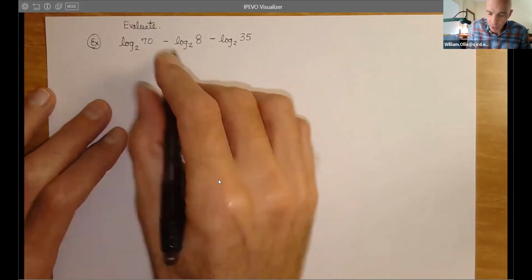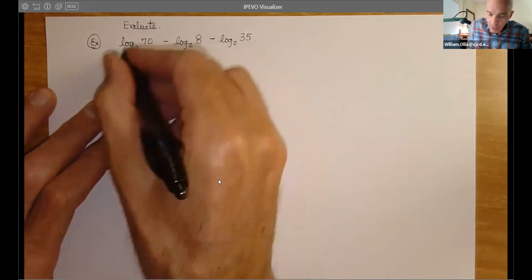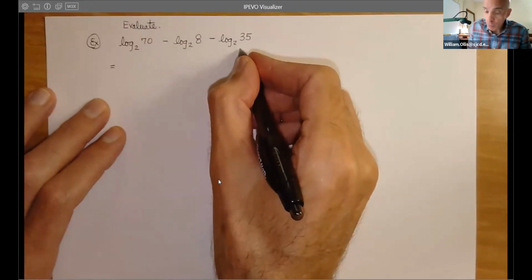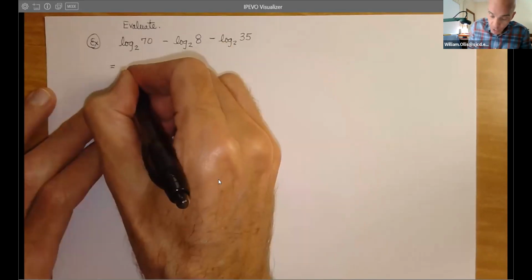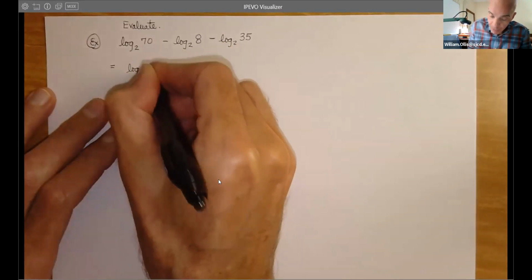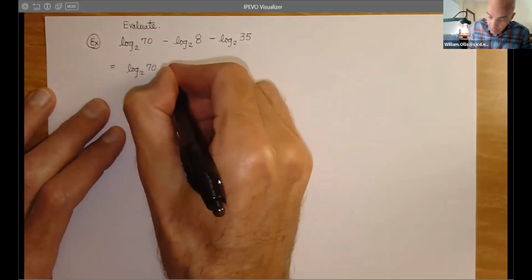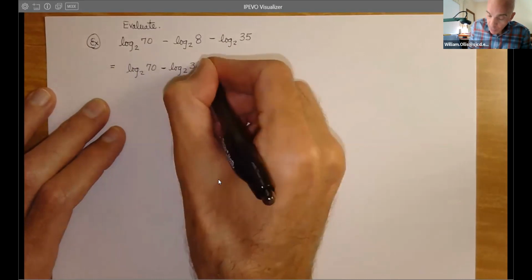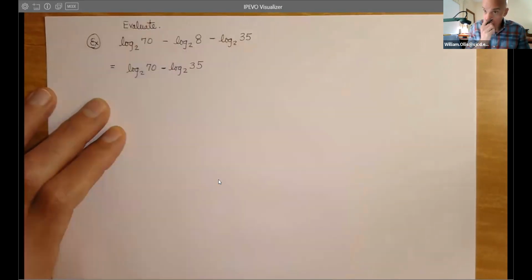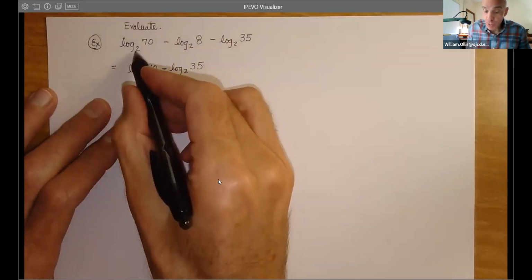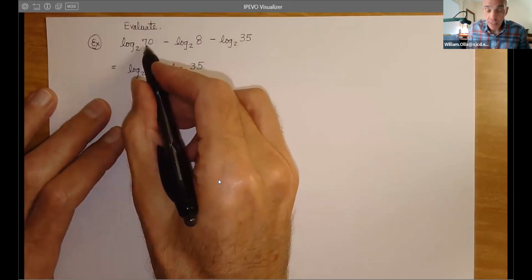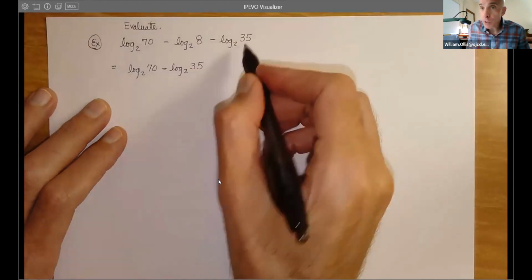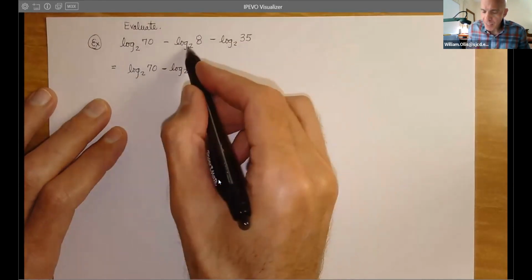So first, what we're going to do is leave this alone and pair it with this term with the minus and think about using the quotient rule. But for right now, we're just going to write them beside each other. So we're going to reassociate by using the commutative law. These are all real numbers. That is, this is the power of 2 that equals 70. This is the power of 2 that equals 8. And this is the power of 2 that equals 35. But this is easy here.